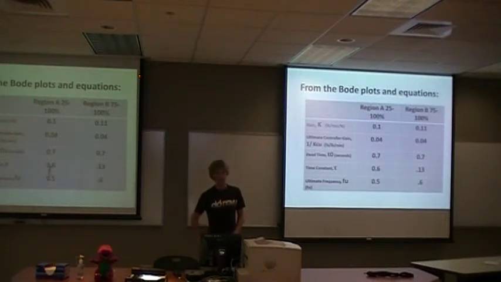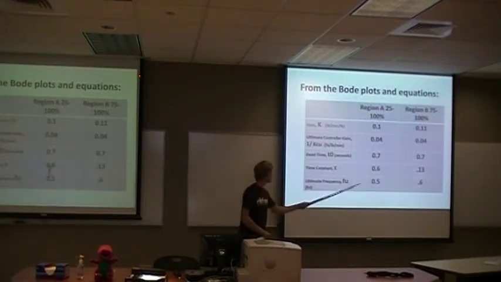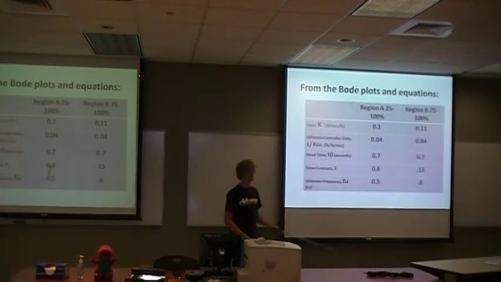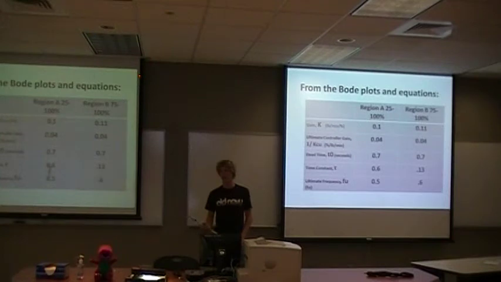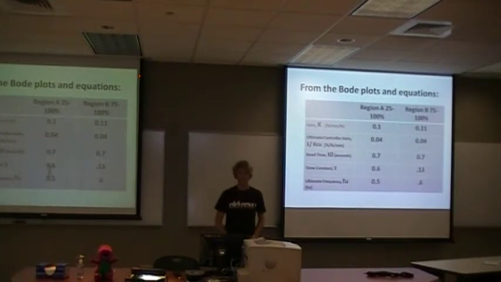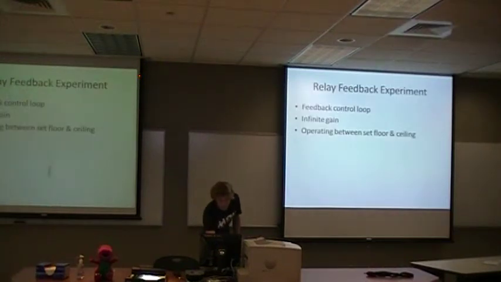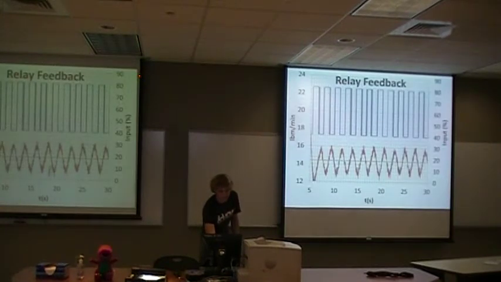You can see the only variation really was in tau, where we had the full region. We had a tau of 0.6, which really closely relates to the rest of our data, and then we came up with a tau of 0.13, which is not at all close, and we're not sure what happened there. We're looking into it. Relay feedback is another response setup.